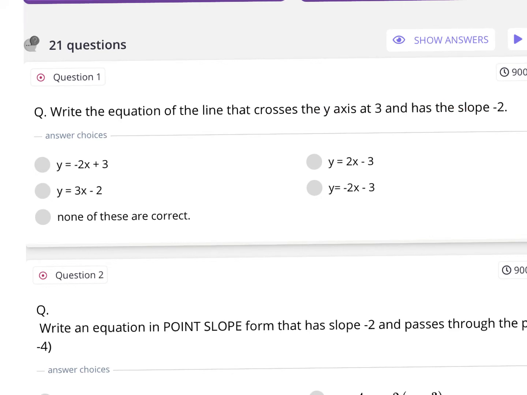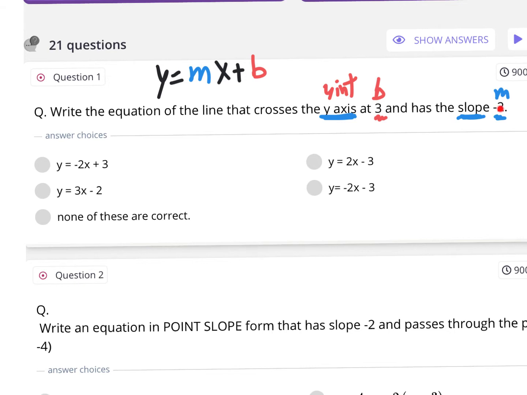So ask yourself, what information are they giving you? If it crosses the y-axis, then that technically means the y-intercept, right? So they're giving you the b value when it comes to y equals mx plus b. So we know that the b value is 3, and we also know that the slope is -2, so they're giving you the slope. Okay, so they gave us the y-intercept and the slope, the b value and the m value, so all we do is plug it in.